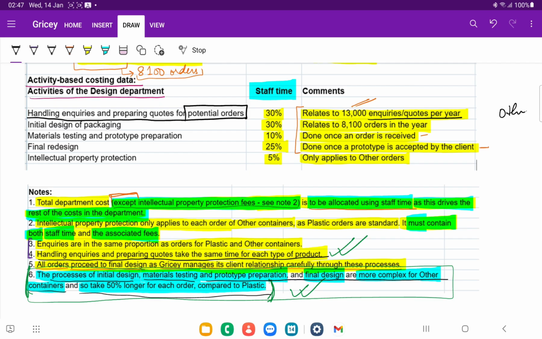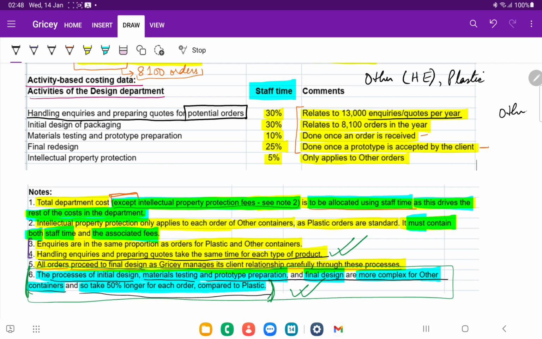So for others, which are more customized, handling inquiries definitely makes sense, because it's a value added activity. Unless and until you understand, you won't be able to cost them properly, and of course you won't be able to charge a good price from them. So for others, definitely it is, right? What about plastic? What about plastic container?